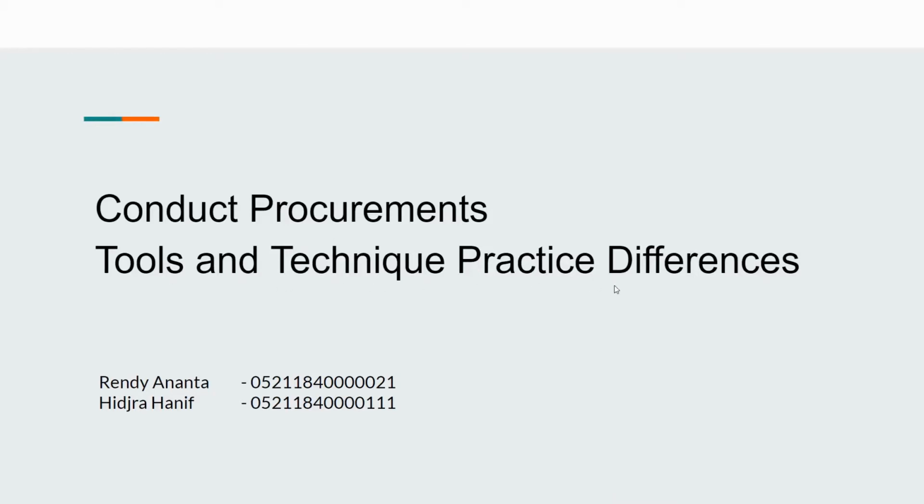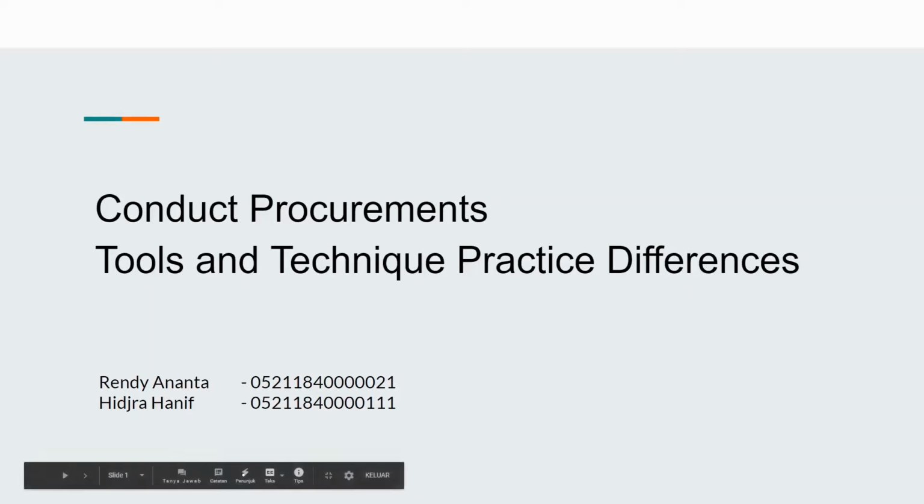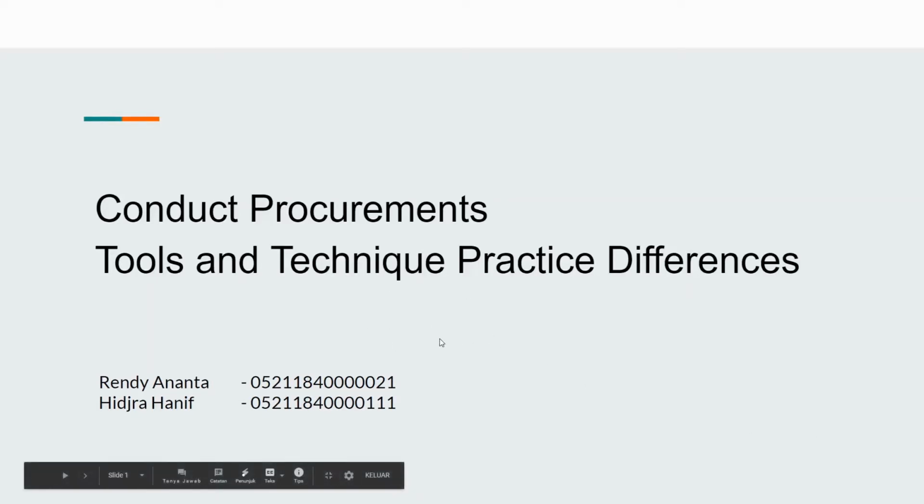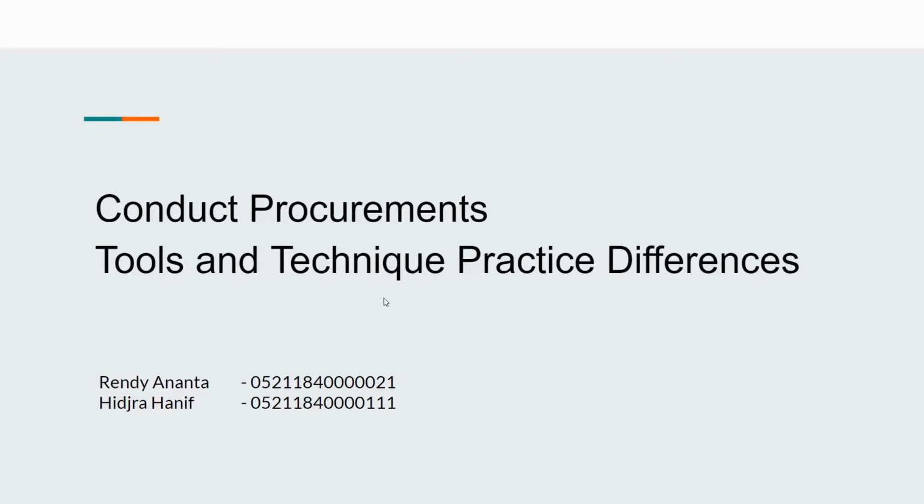Conduct procurement is a process focused on obtaining seller responses, selecting a seller, and awarding a contract. The expected result from this process is an established agreement, including formal contracts.